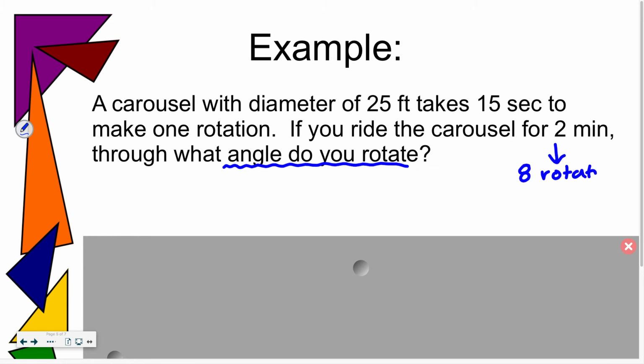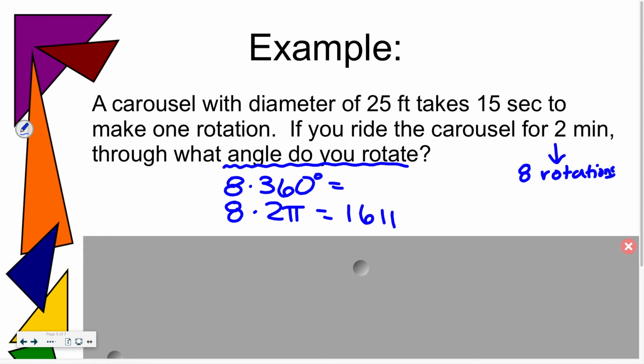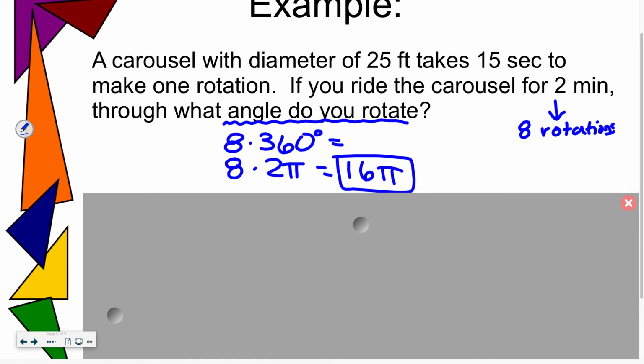Now, you could get your answer by doing, I think Harvey gave me 360, 8 times 360. I would have to pull out my calculator. Or I could do 8 times 2 pi, which is 16 pi. So there, I didn't need to pull out my calculator, right? I like radians. Okay, so my angle of rotation is 16 pi, or whatever 8 times 360 is, a big angle.